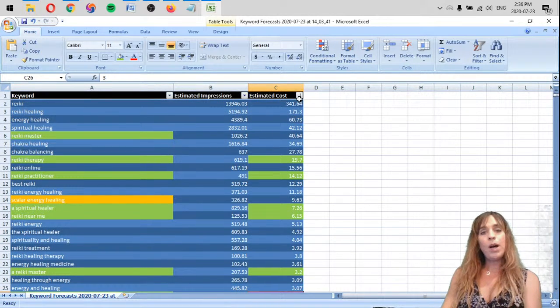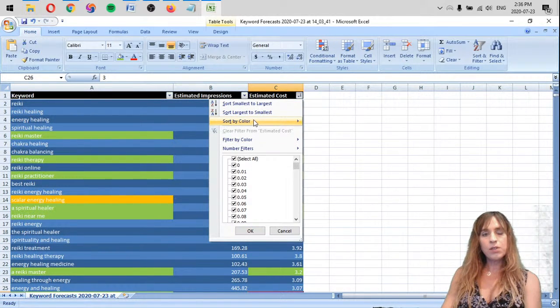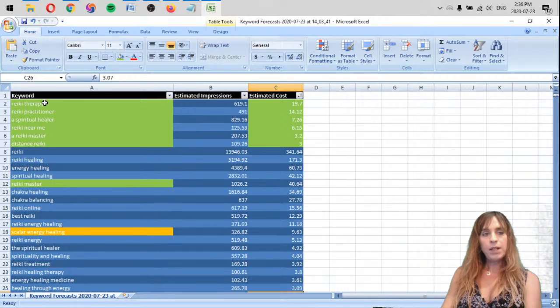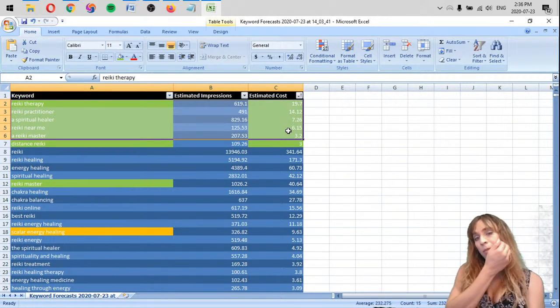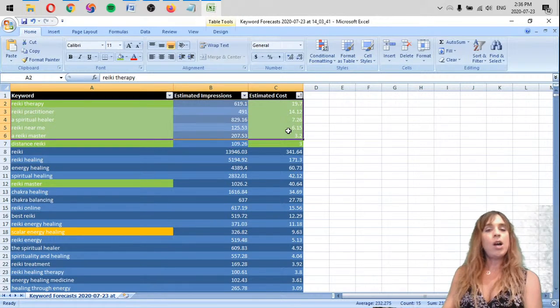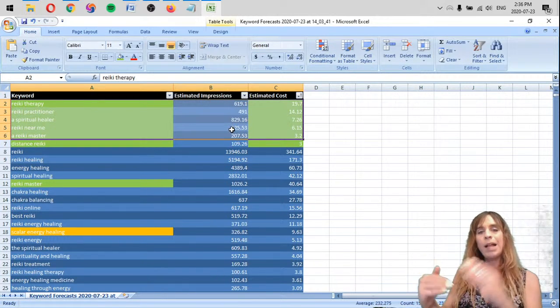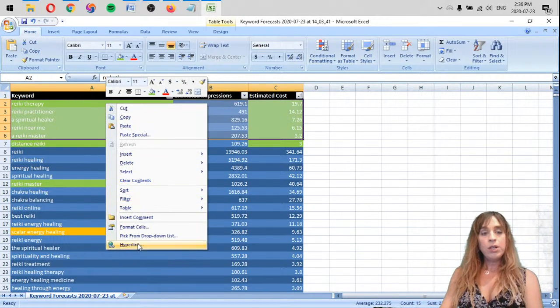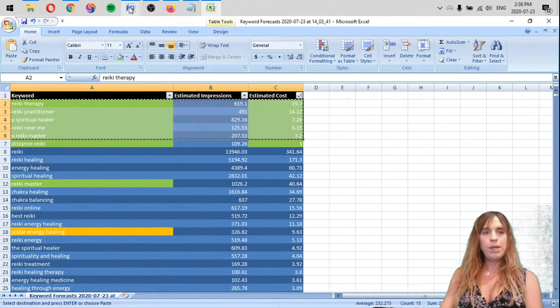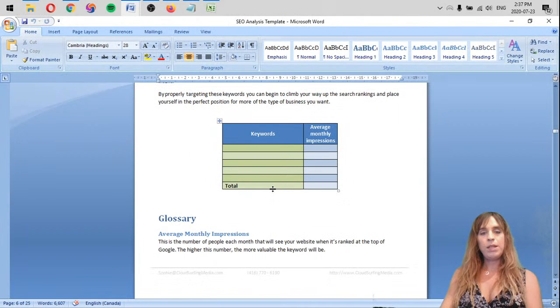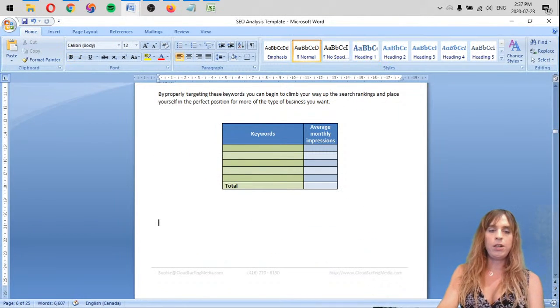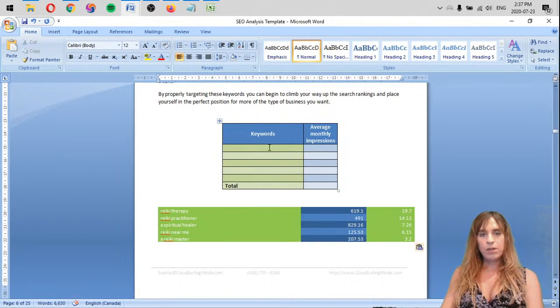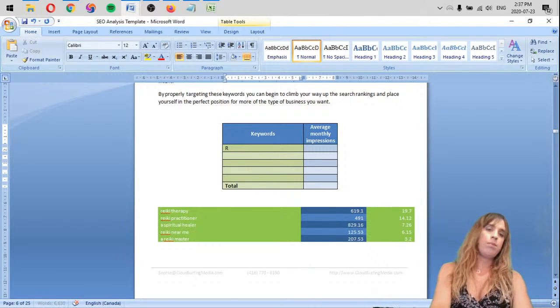Okay. So I'm going to sort these by color. And then that gives us our top 5 keywords from the perspective of competition and estimated traffic, trying to balance those two out. That's how I'm getting that information. Okay, so I'm going to copy those, put them into my template here. It's going to look ugly for a sec, but just bear with me.